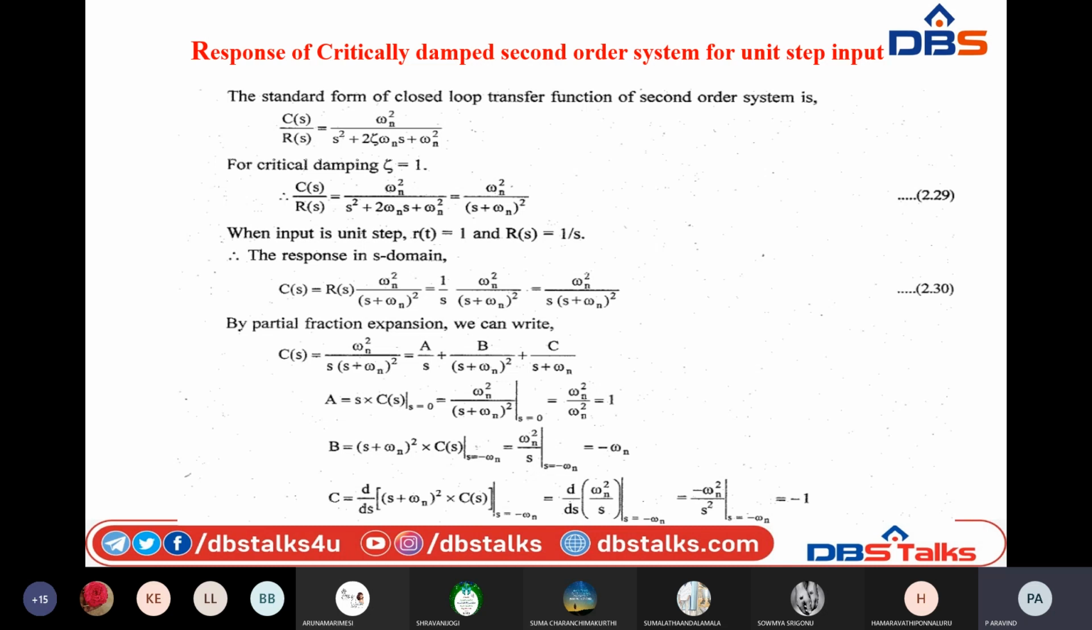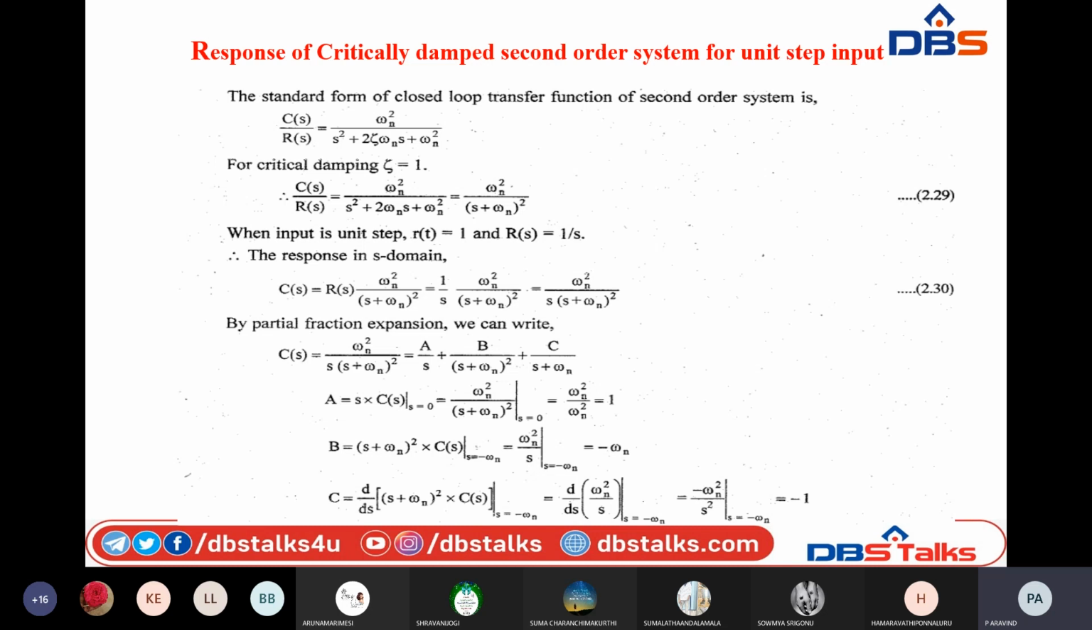Here also, from the last classes, we have seen the procedure for the response of second order system for unit step input. How to find out the response of second order system for unit step input. So here also the same procedure. Initially we consider the standard form of closed loop transfer function of second order system.